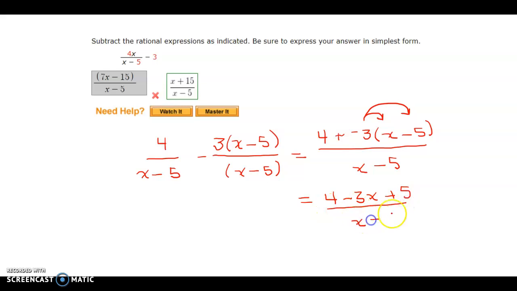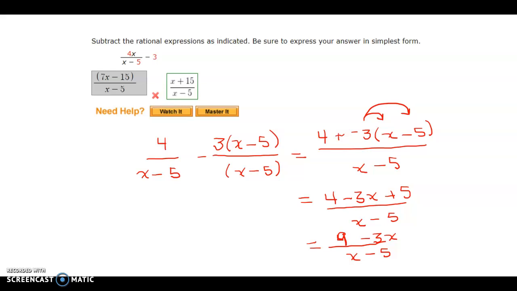Now all we have left to do is to combine like terms, and we have 4 plus 5 minus 3x, which is 9 minus 3x, all over x minus 5.